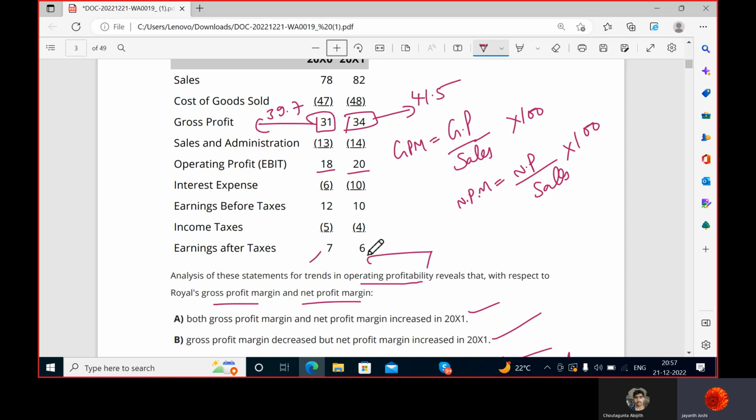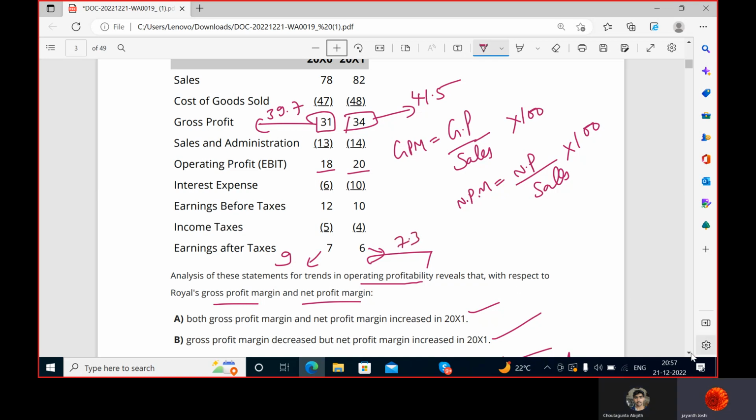Just find out the net profit margin fast. You have to take earnings after tax. Yes, just PAT. PAT by revenue into 100. It is EAT, not PAT. Sorry. Okay, fine. By 78 into 100. And this would be 6 by 82 into 100. Okay, 7 by 78 into 100 is 8.97. I'll write it 9. Next. Okay, 6 divided by 82 into 100. So this would be 7.31.